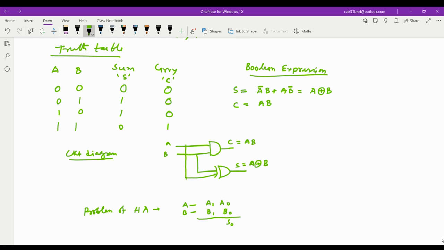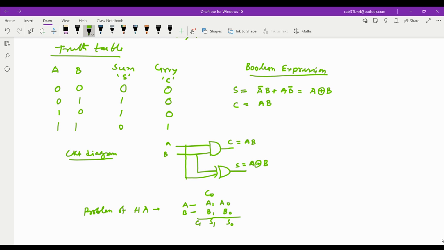That carry C0 will go where? This carry C0 will go here, right? And C0, A1, B1 will give you sum 1 and carry 1, right? So if A0, B0 are both 1, then sum will be 0 and carry will be 1. Then in this case you have to add 3 bits, but this circuit does not allow you to add 3 bits, right? So this is the problem of the half adder circuit.